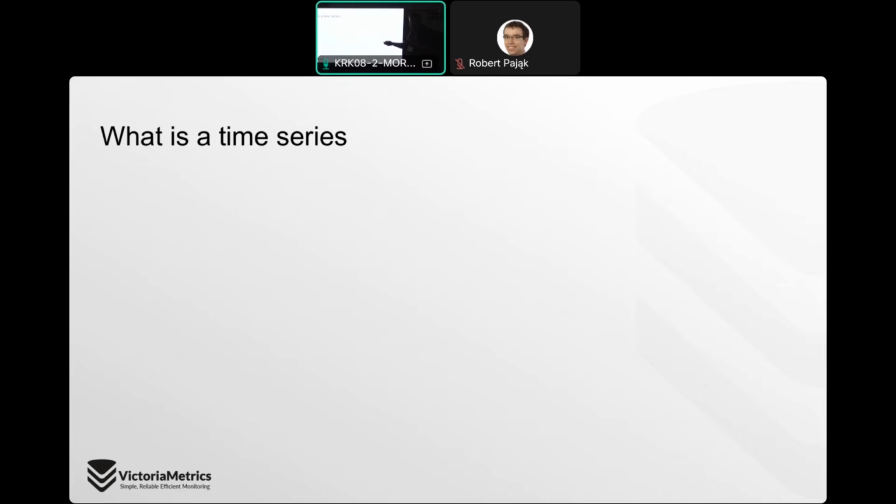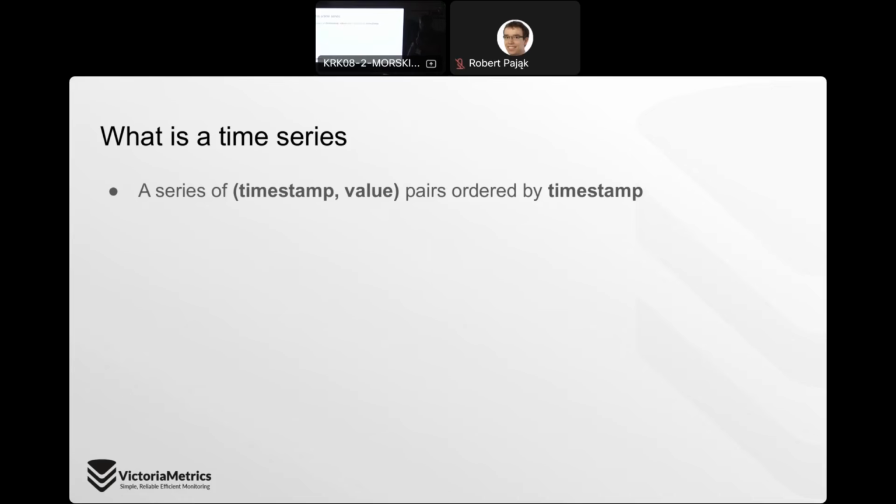And what is a time series? A time series is a series of timestamp plus value pairs, which are ordered by timestamp. Such a pair is known as a raw sample, or just a sample. So if you hear about ingesting samples into a time series database, then you're talking about these pairs.